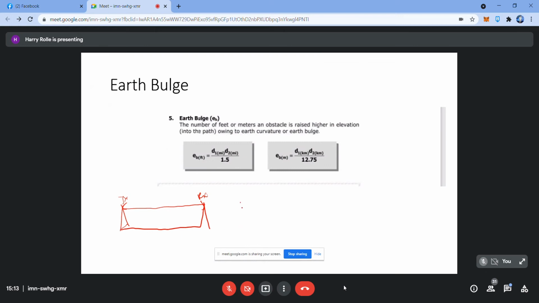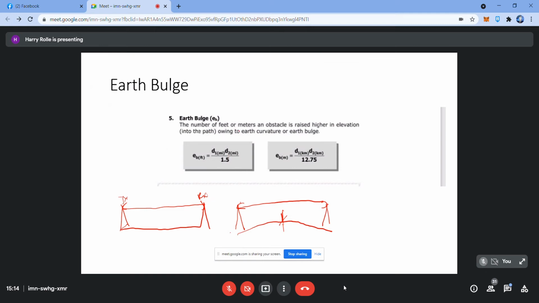This means the Earth is like this: here at one end is your transmitter, and here is your receiver end. In between, we have the bulging of the Earth. If you have an obstruction here in the middle, how tall is this obstruction plus the Earth bulge, so that you can say our signal will not hit that obstruction? This is where we apply the Earth bulge.